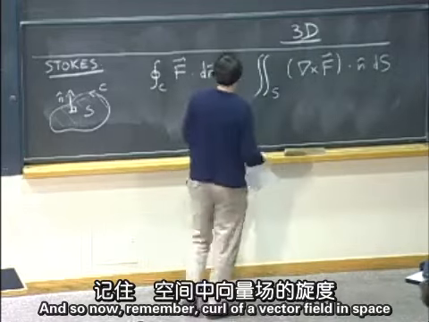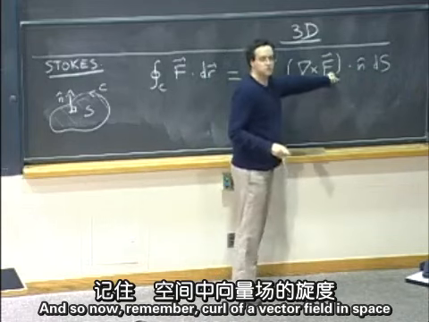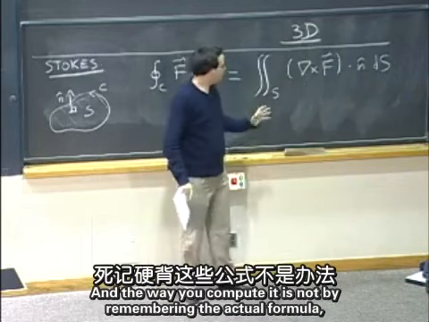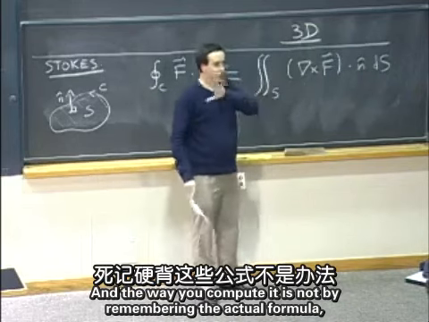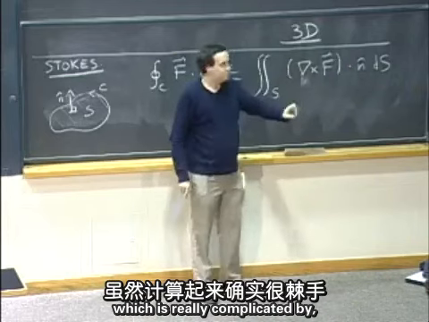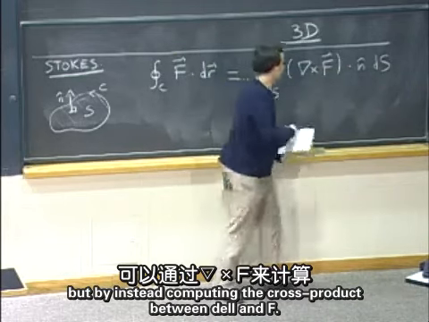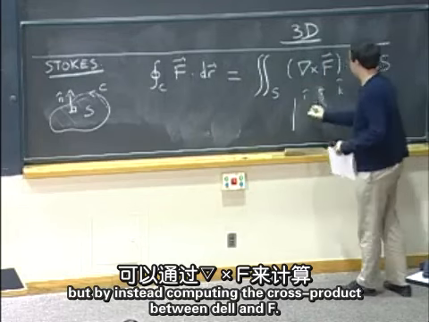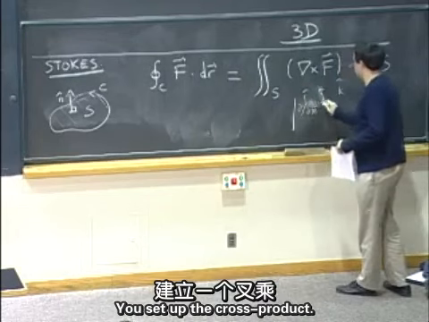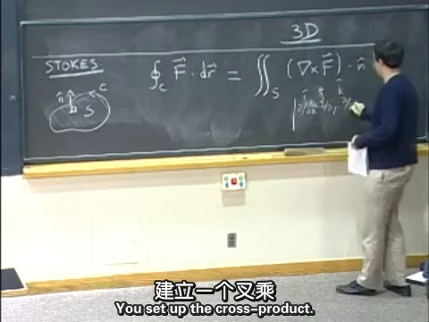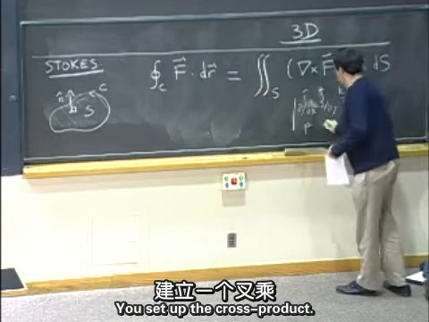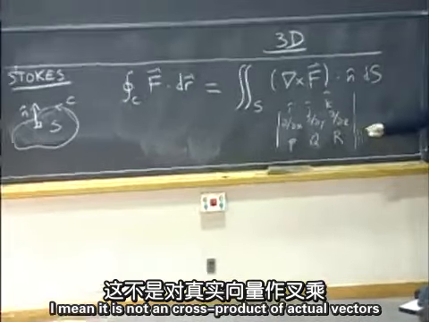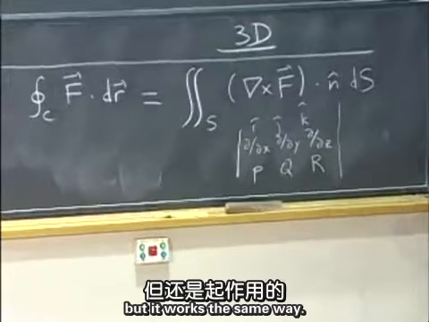Okay, and so now remember, curl of a vector field in space is going to be another vector expression. It has three components, and the way you compute it is not by remembering the actual formula, which is really complicated, but by instead computing the cross product between del and F. So you set up the cross product. And of course, it's a highly symbolic cross product. I mean, it's not an actual cross product of actual vectors, but it works the same way.